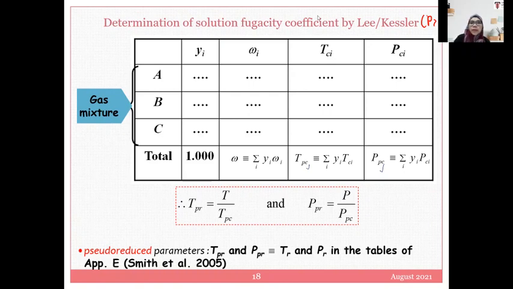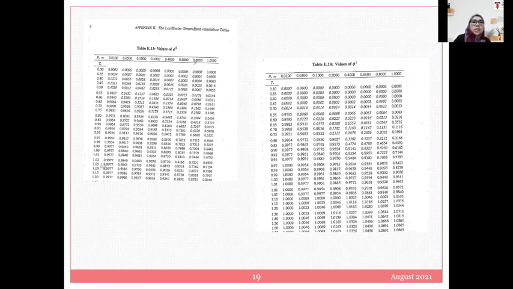So if we have a multi-component mixture, you may need to determine the composition first, which is usually given. Then the eccentric factor may be referred from the table, and this also can be referred from the table. Finally, you can obtain the value for all the compositions by multiplying with the composition, and then proceed to the calculation to determine the fugacity coefficient. These are the tables to be referred to: table E13 and table E14.